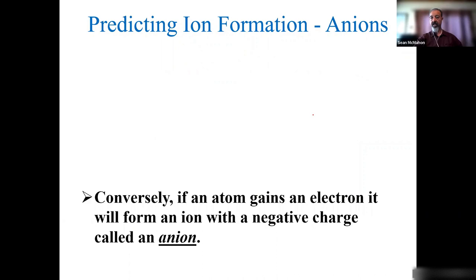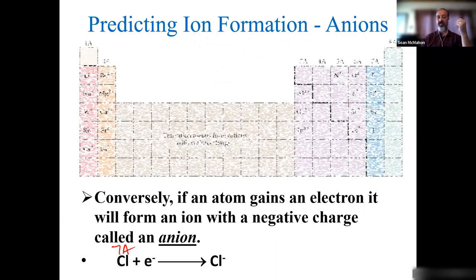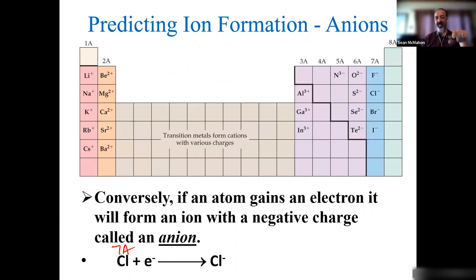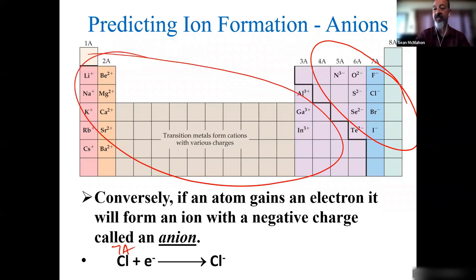How do I predict the anions? Again, chlorine, it's group 7A. So is it going to lose 7 valence electrons or gain 1? It's going to gain 1. If it gains a negative charge, it becomes negative. So I kind of already covered that. Okay. So the non-metals form anions, which are negatively charged, and the metals, because they have fewer valence electrons, form cations, which are positively charged.